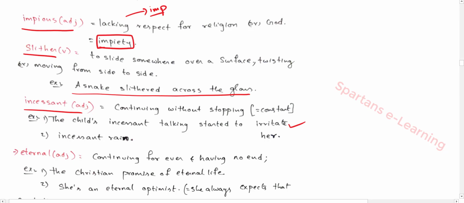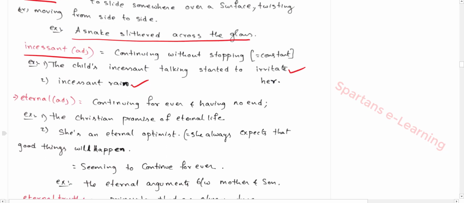Similarly, we have one more example, incessant rain. Our next word is eternal. Eternal is an adjective. Eternal means continuing forever and having no end. Example, the Christian promise of eternal life. Second example, she is an eternal optimist. That means she always expects that good things will happen.